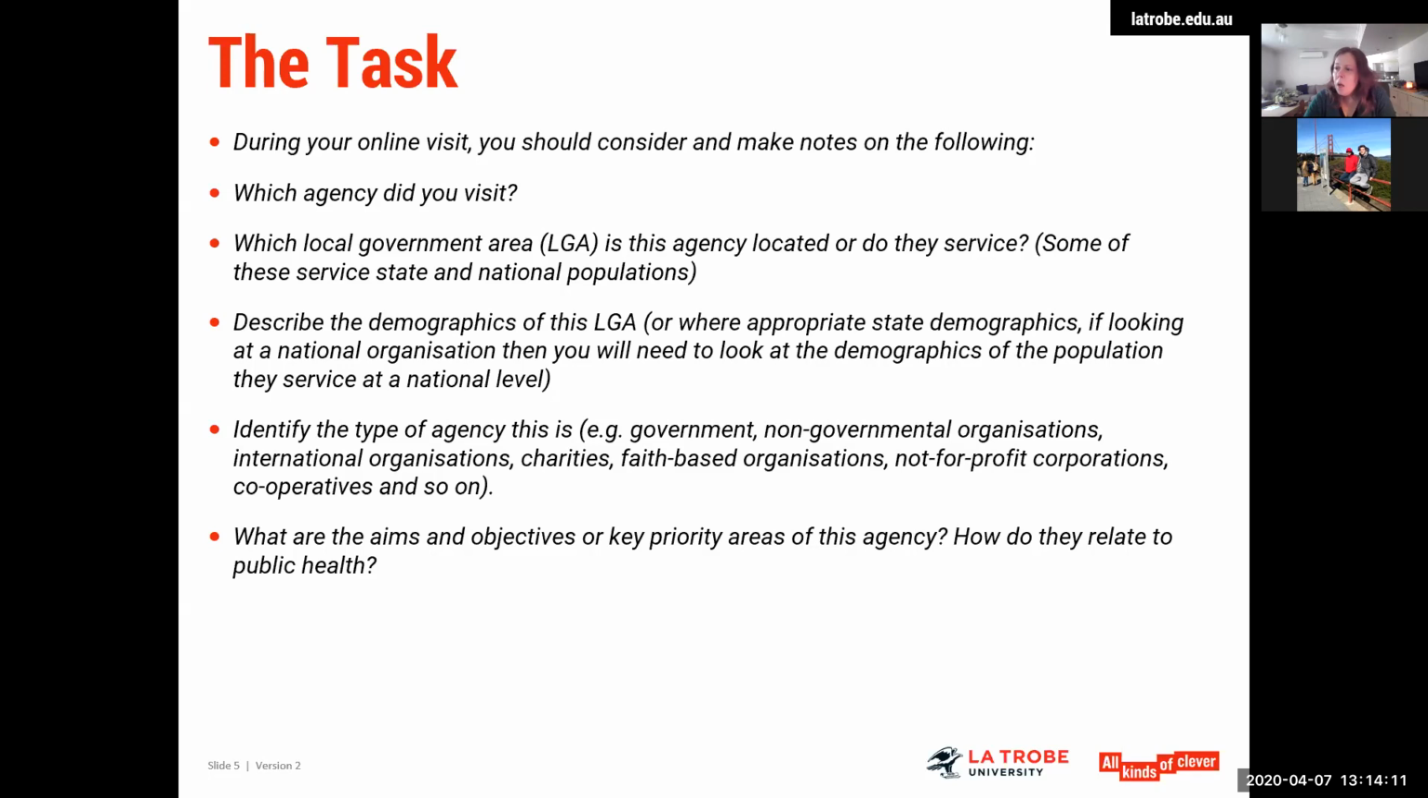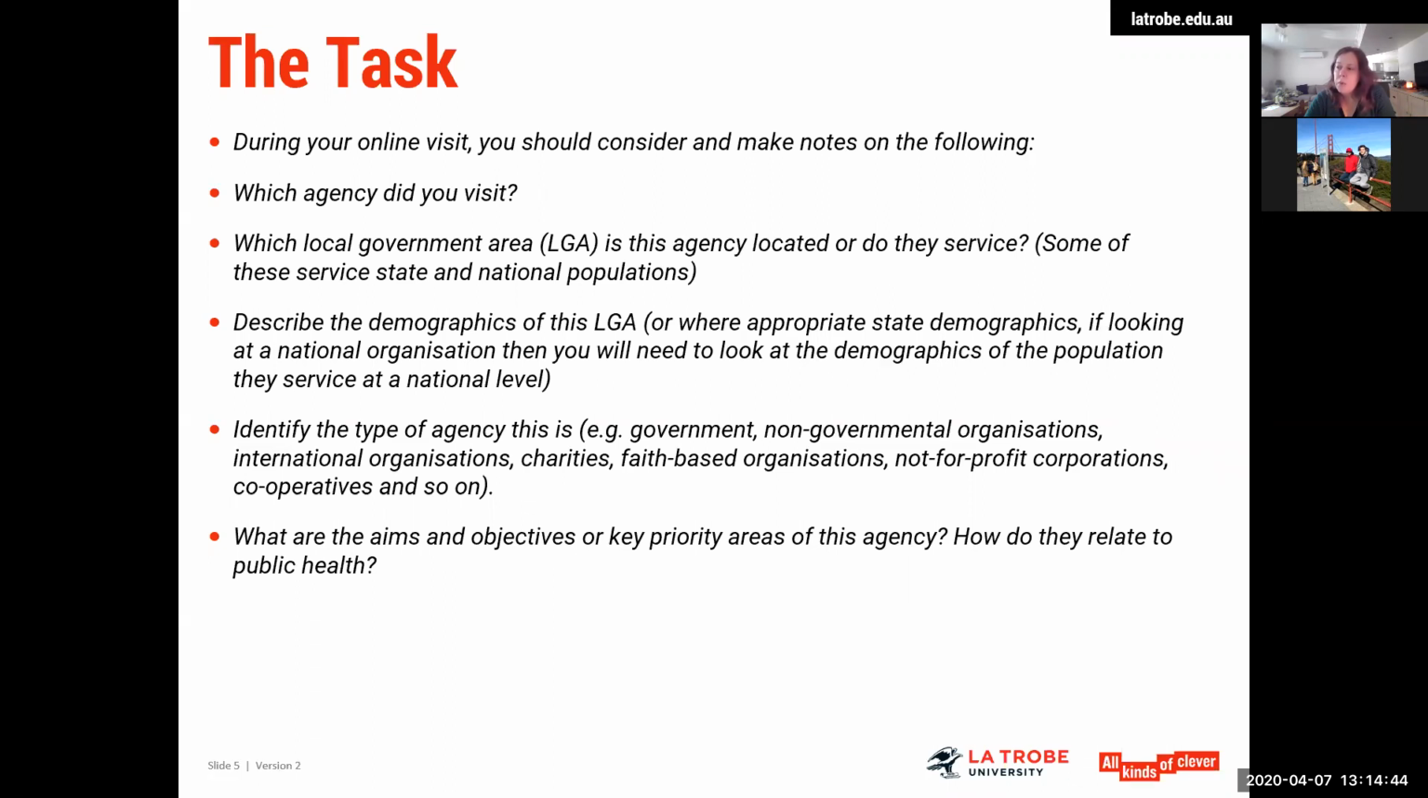Okay. You'll need to identify the type of agency that it is. So some of them are government, some of them are non-government organisations. There are some that are not-for-profits, there are cooperatives. You'll usually find that information on their website in their about section. If it's not available there, then the other place to look is at things like their annual reports to see where their main source of income is being derived from.